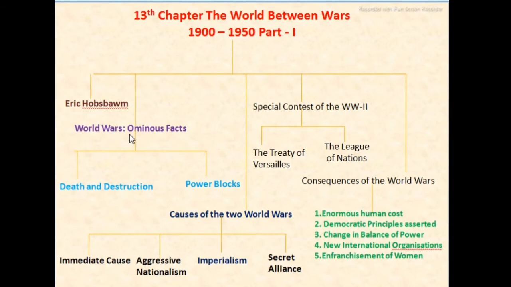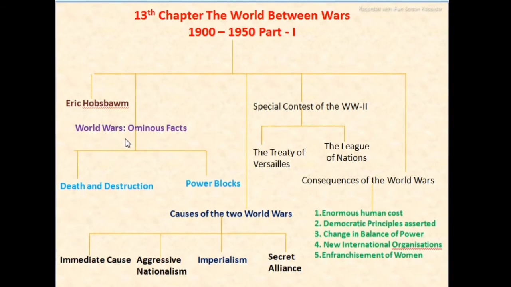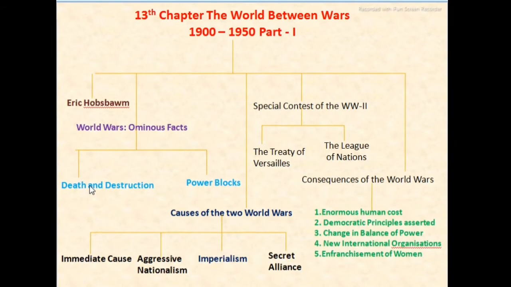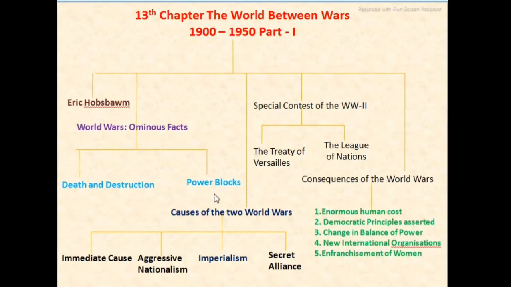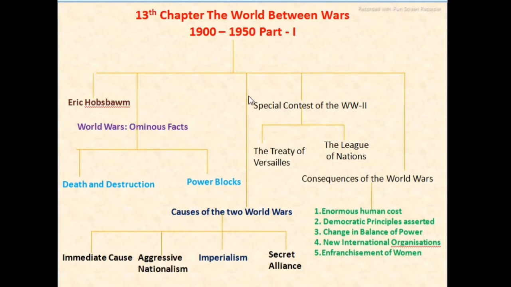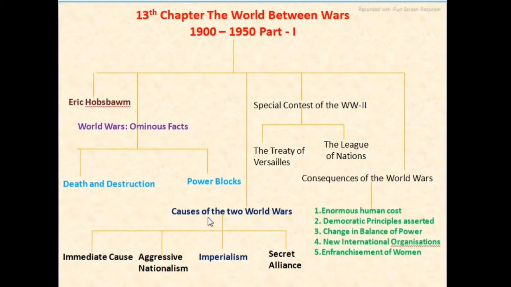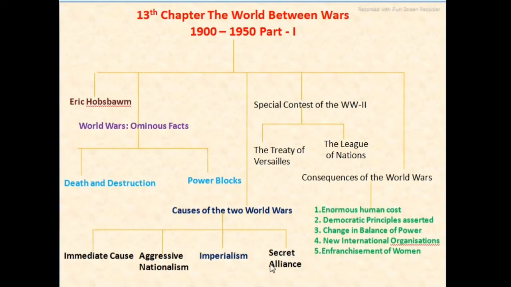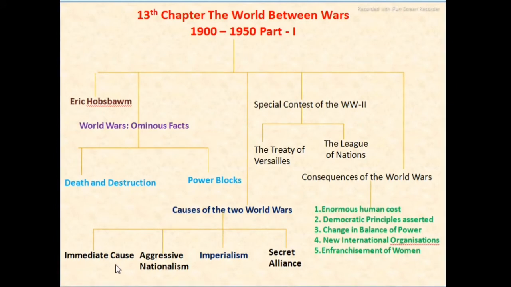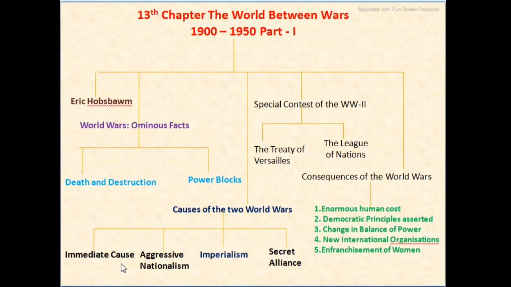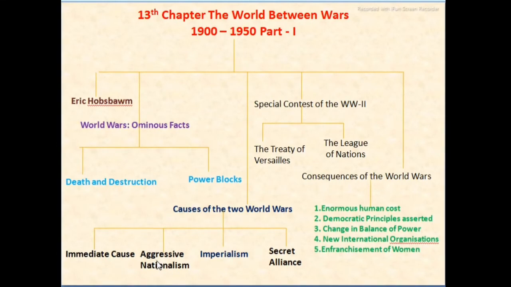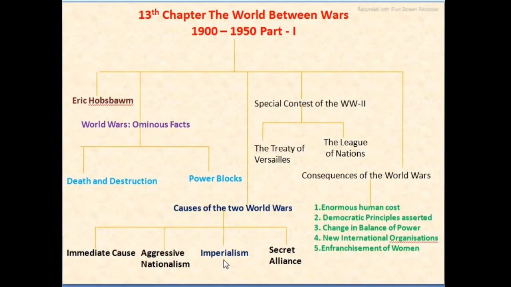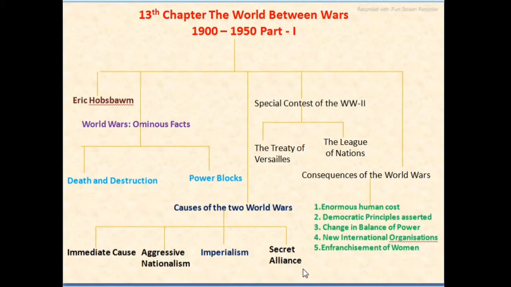The second important part in this is World Wars on various facts. Again, this topic has been subdivided into death and destruction and power blocks. So the third part in this chapter will be causes of the two world wars. So I have further divided it into 4 important subtopics. One will be immediate cause, both for First World War and as well as the Second World War. Second, aggressive nationalism. Third topic, imperialism. And the last one will be secret alliances.